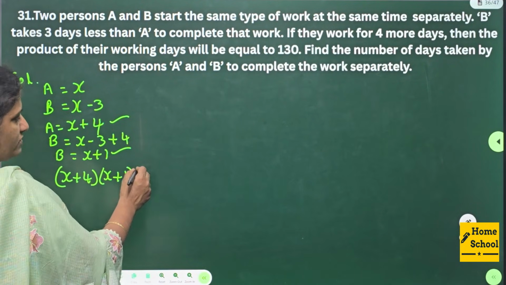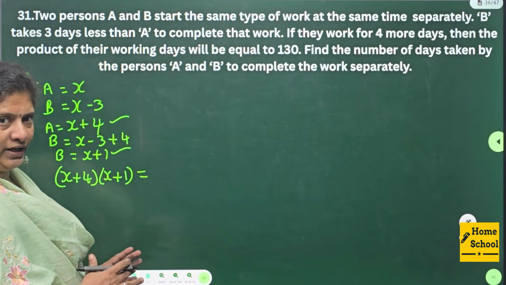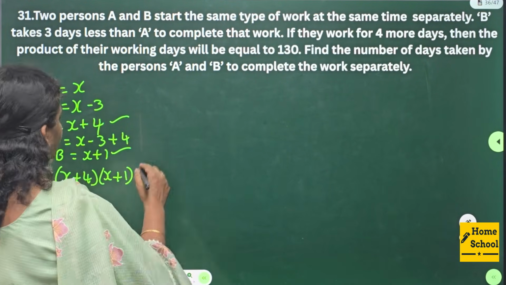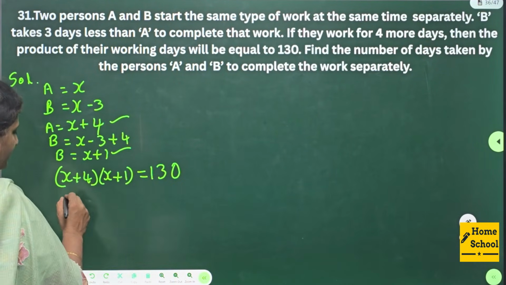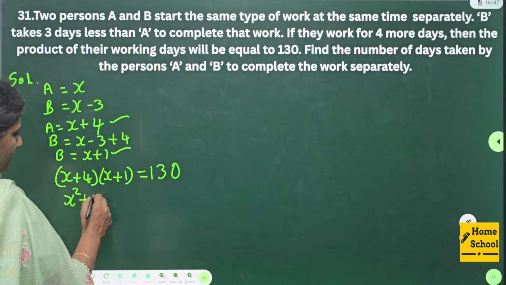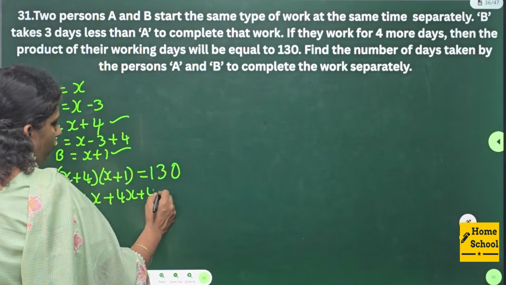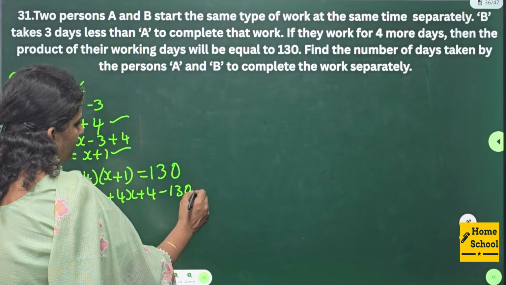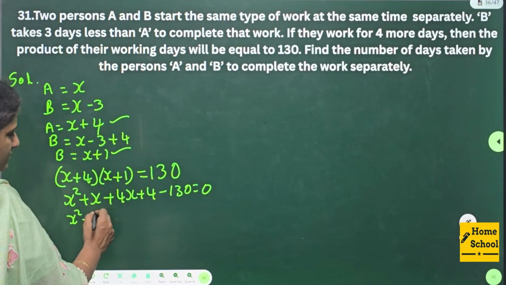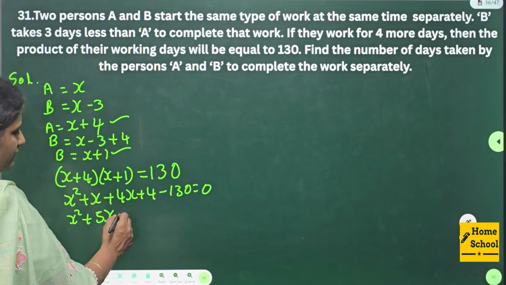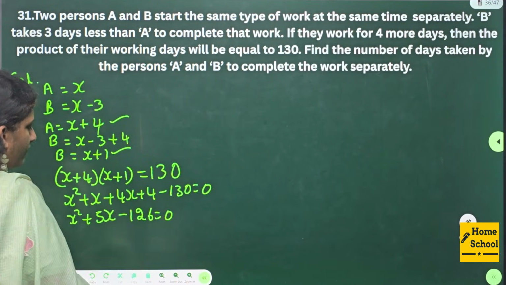We need to write all these verbal statements. I am not writing the verbal statements here; you people have to carry on with them. The product is 130. Now multiply this. X square plus X plus 4 into X is 4X plus 4 minus 130 equal to 0. X square plus 4X plus X will be 5X, minus 126 equal to 0.